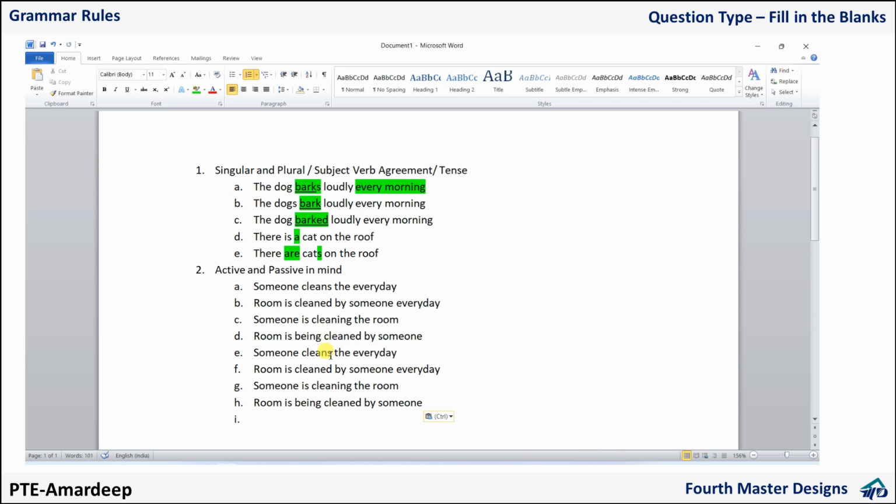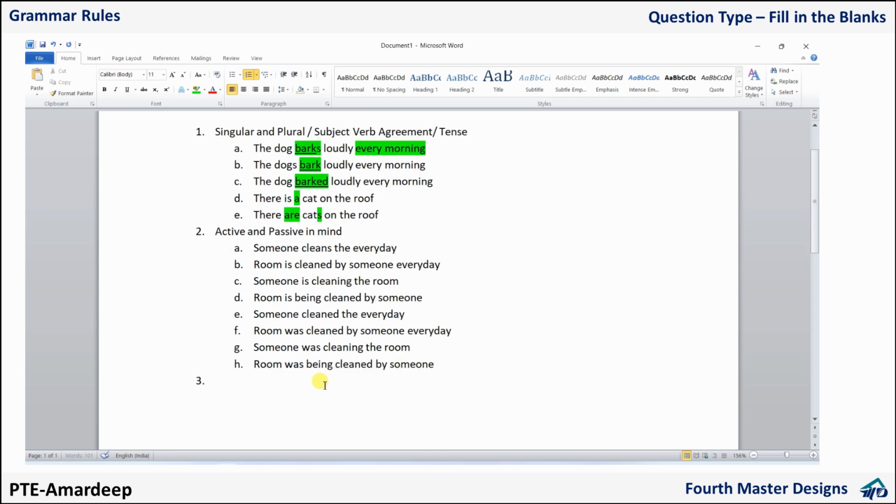So now I will go over this: someone cleaned the room every day. Room was cleaned by someone every day. Okay. Then someone was cleaning the room. Room was being cleaned by someone every day.